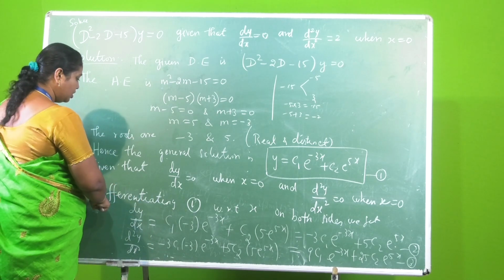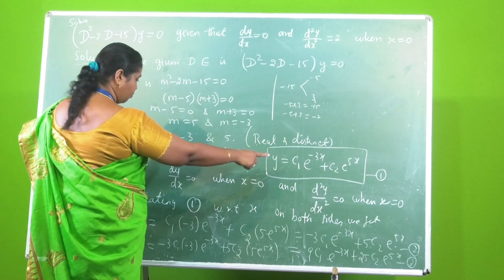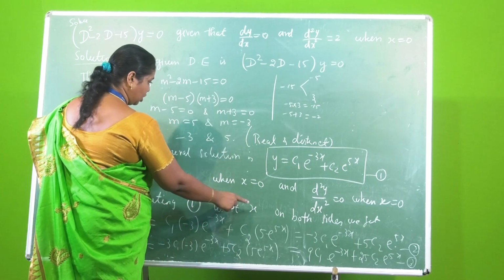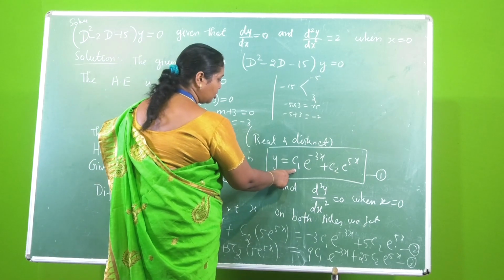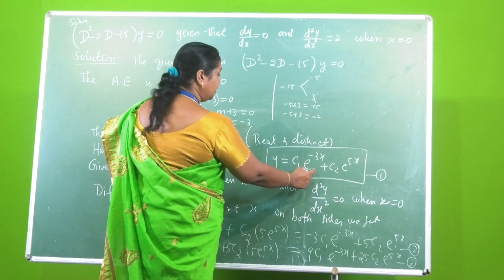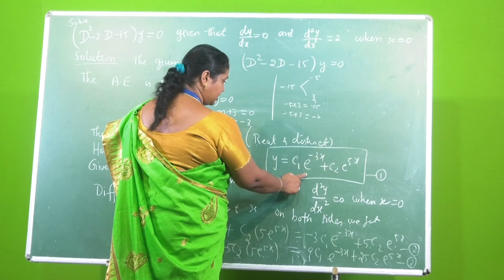So how will you get dy by dx? You have to differentiate equation 1 with respect to x on both sides. You will get dy by dx. So c1 is constant, it will be the same. E power minus 3x involves x. So what is the derivative of e power minus 3x?